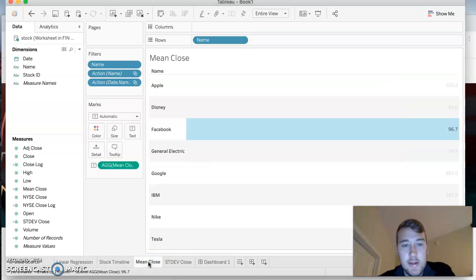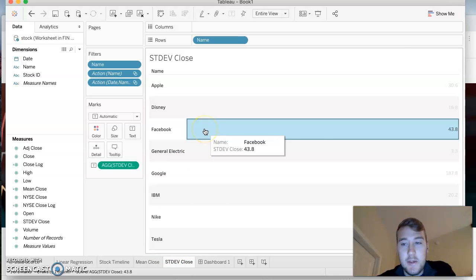Moving on to the next sheet, we have our mean close for the stock Facebook, and then we have our standard deviation for the stock Facebook too.